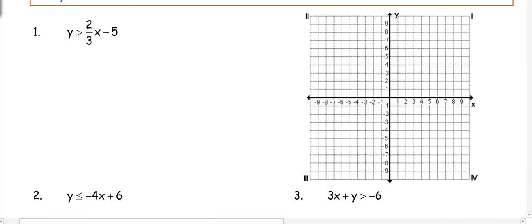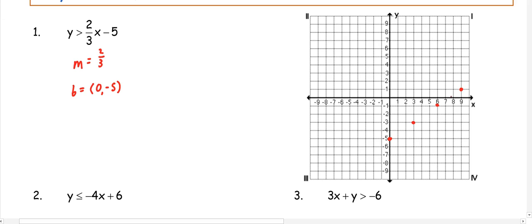Number one, we have y is greater than 2/3 x minus 5. In this case, our slope is 2/3, and our b value, the start point, is (0, -5). Remember, we always start on the y-axis. So we're going to go to (0, -5) on the y-axis. I'm going to use my slope, up 2/3, and go all the way across my graph. Then I need to shade.